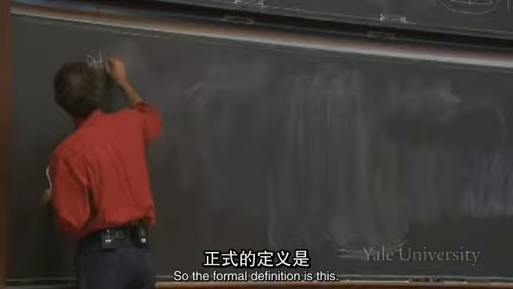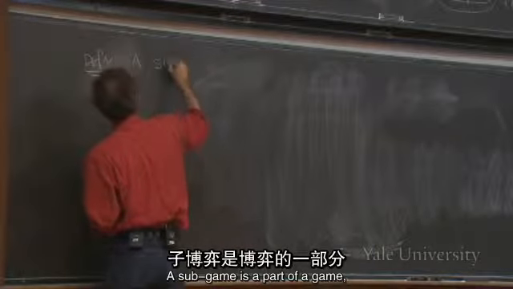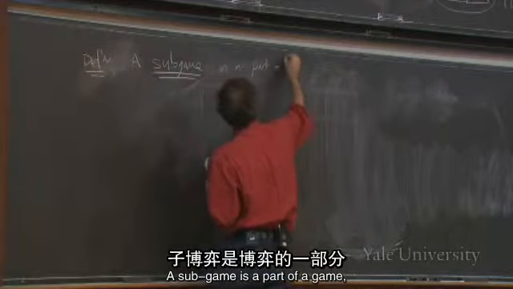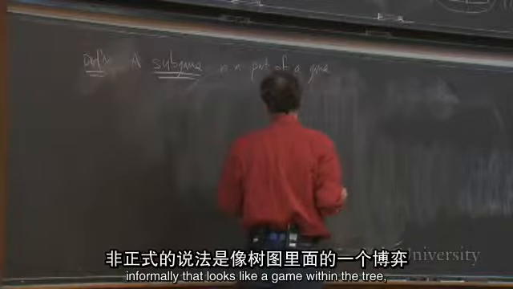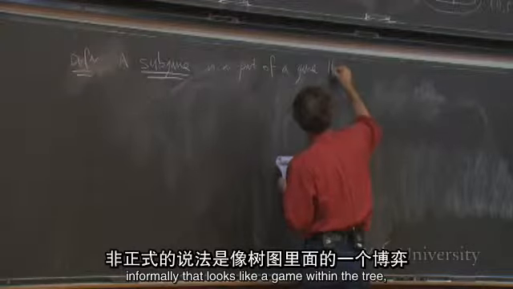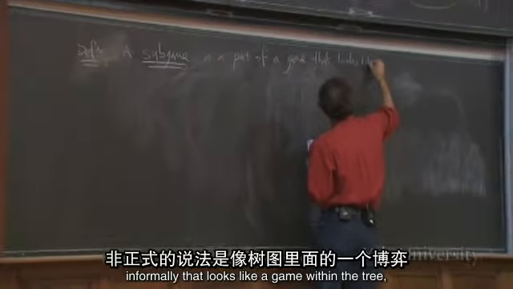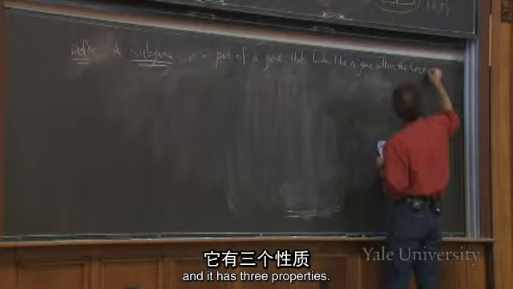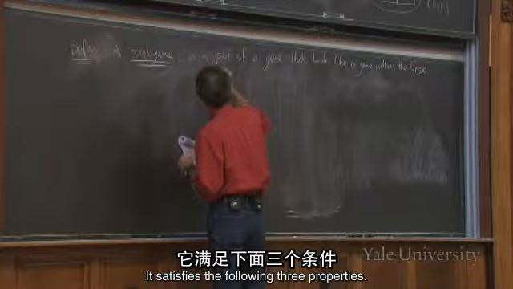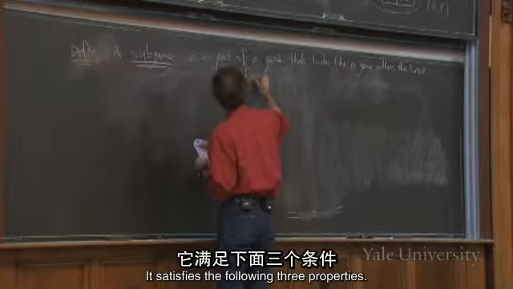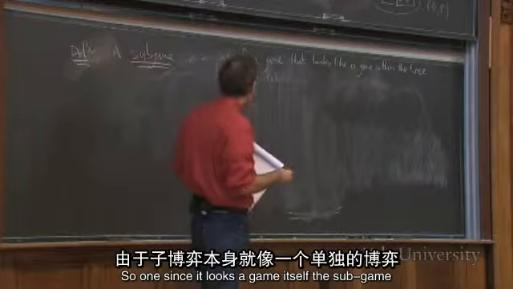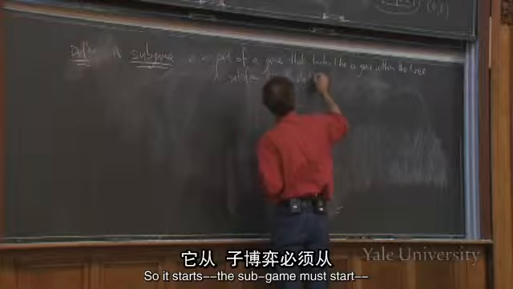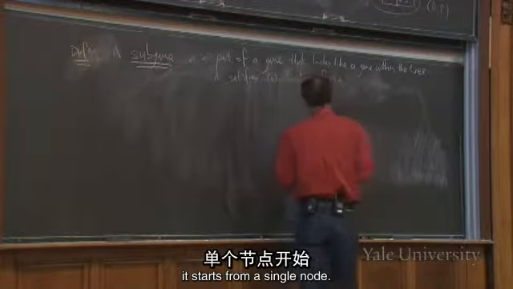So the formal definition is this. Definition. A subgame is a part of a game that, informally, looks like a game within the tree. And it has three properties. It satisfies the following three properties. One, since it looks like a game itself, the subgame must start from a particular point. It starts from a single node.